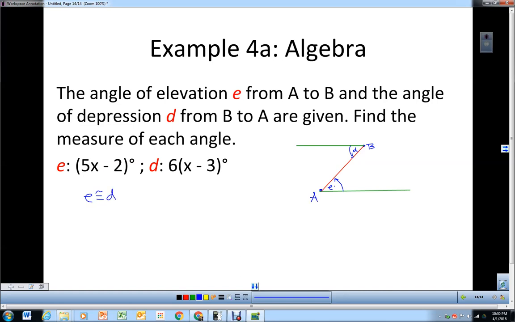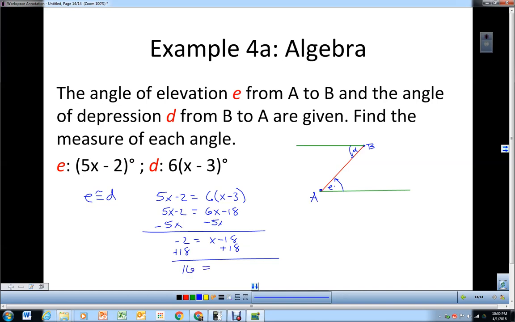So that means we're going to take our two expressions and set them equal to each other. So we take 5x minus 2 equal to 6 times the quantity x minus 3. Begin by distributing, get rid of the parentheses. So 6x minus 18. Bring down the 5x minus 2. Subtract 5x. And that gives us negative 2 is equal to x minus 18. Remember to add your 18. That gives us a total of 16 equals x.